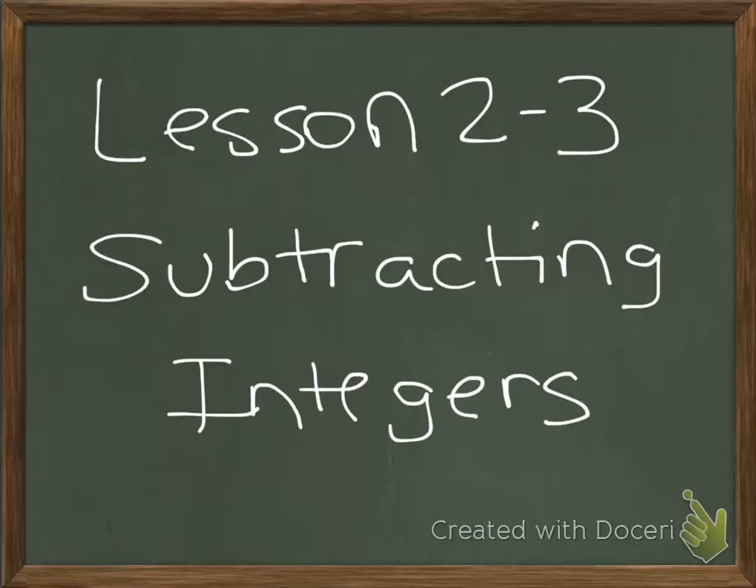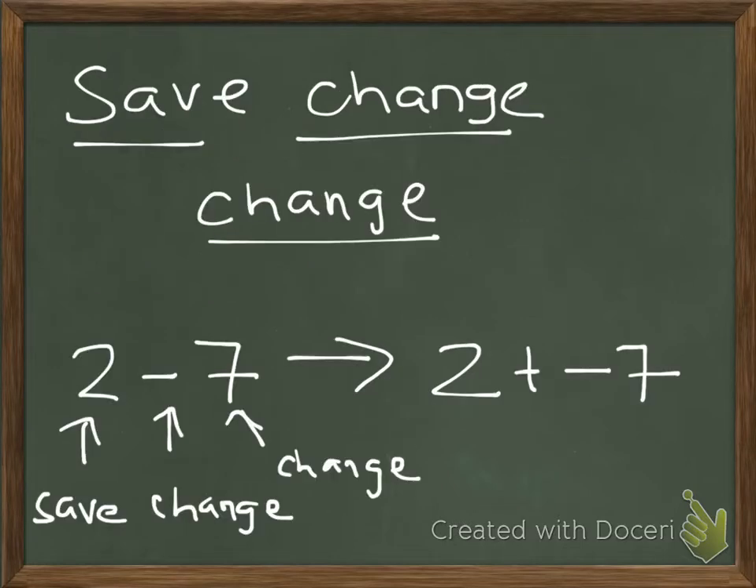Today we're looking at lesson 2-3, which is on subtracting integers. This is the lesson where you might have learned the process save, change, change. This is because you want to basically change all subtracting problems when you're doing integers to addition problems, because once you change them to addition problems, you only need to remember a certain amount of rules, and those are the ones that we learned from the last lesson, so we'll review those as well.